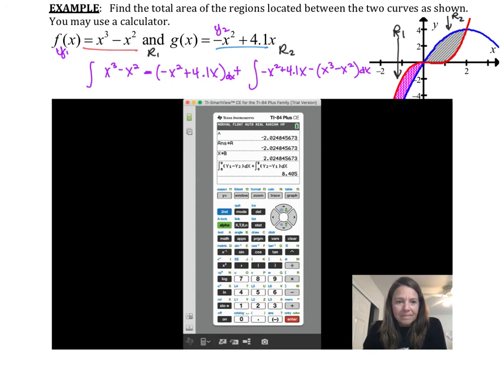All right, so there is a quick example using a calculator. We've done 3 where we've done them by hand. Hopefully you now see how to find the area between curves. And now it's up to you. Now you get to try them.